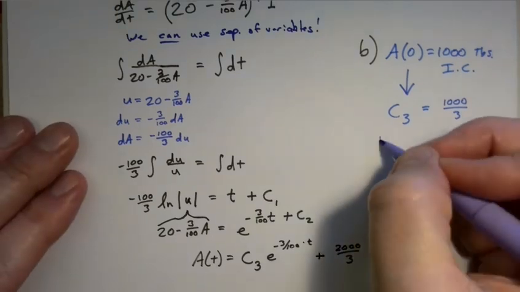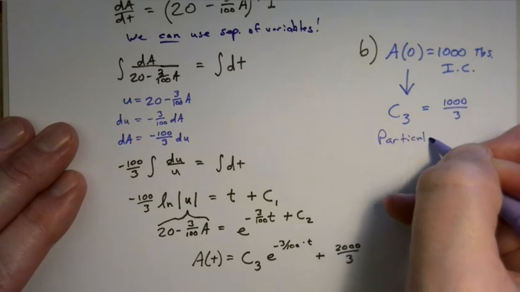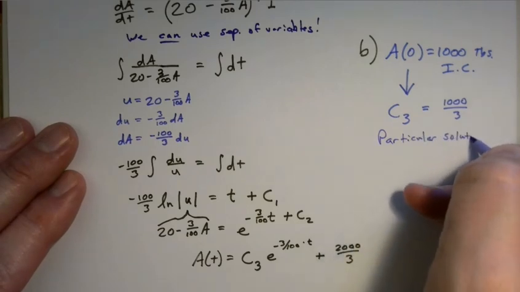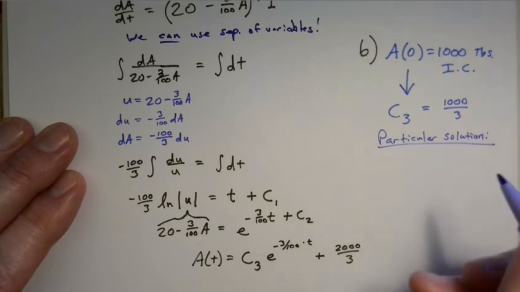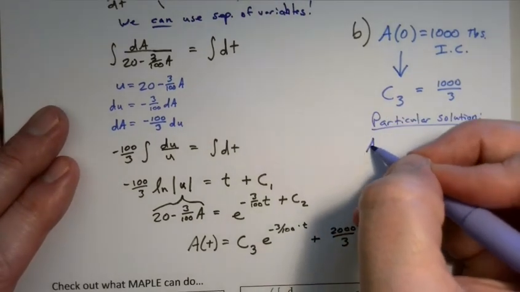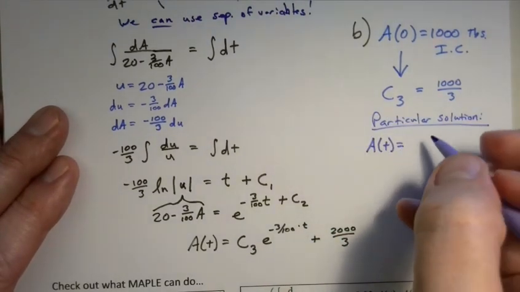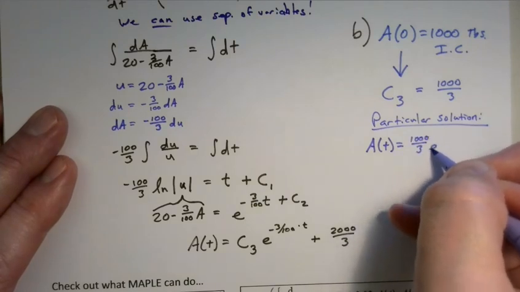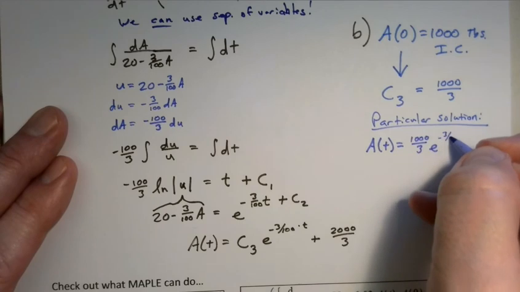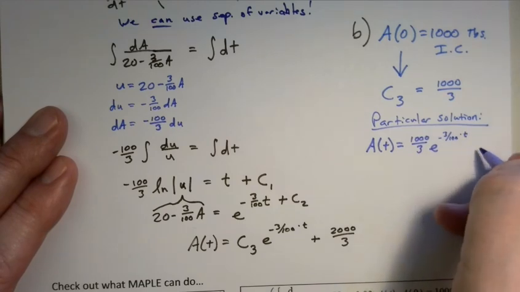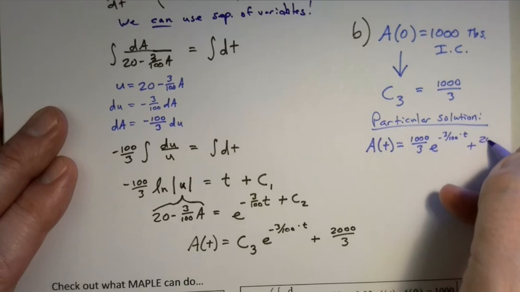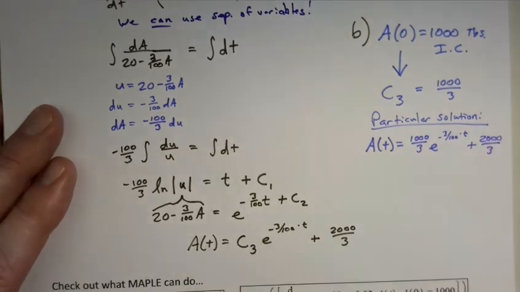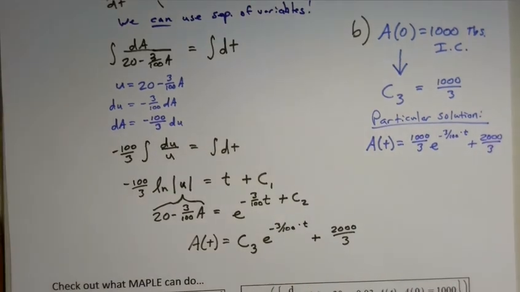So that means that my particular solution after all is said and done is A of t equals 1,000 over 3 times e to the minus 3 over 100 times t plus 2,000 over 3. But that, of course, doesn't solve the problem because part B says make a prediction.